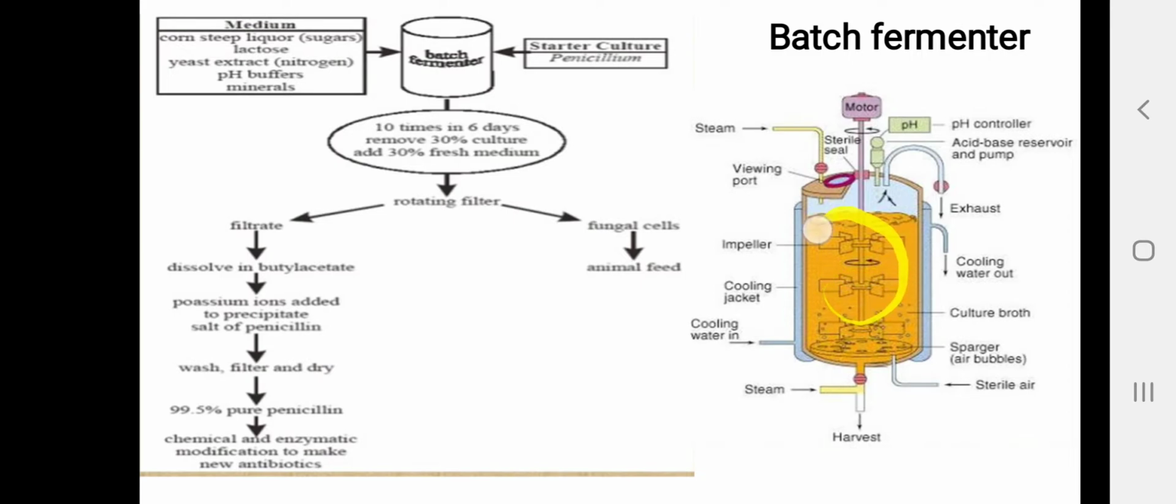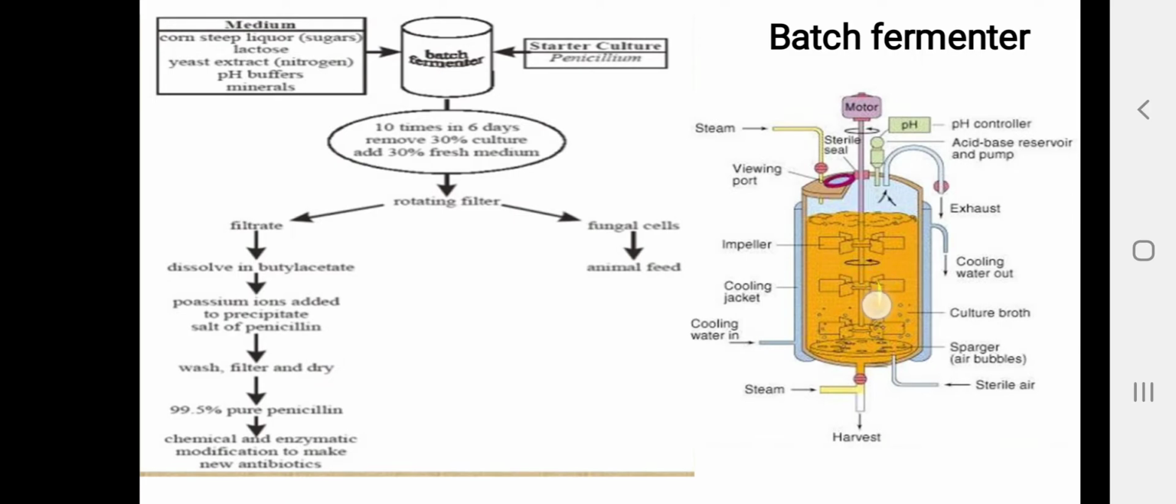Now this is a picture which shows the batch fermenter. So this is the vat or the fermenter. Into this the media is taken and the starter culture is added from above, and all the suitable conditions required for fermentation are maintained within this batch fermenter. That is the suitable pH and the temperature are all maintained, and as the fermentation proceeds, the temperature goes on rising. In order to maintain the temperature, surrounding the fermenter there is a cooling jacket.